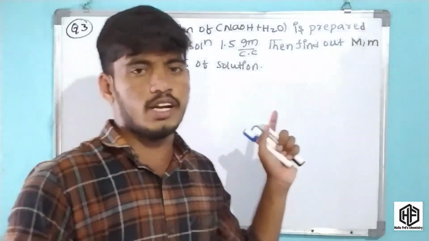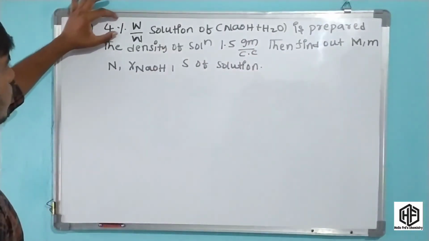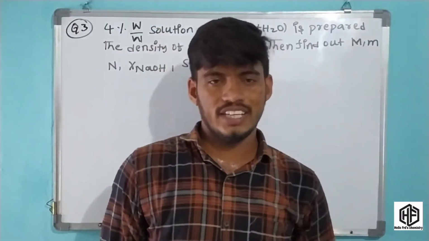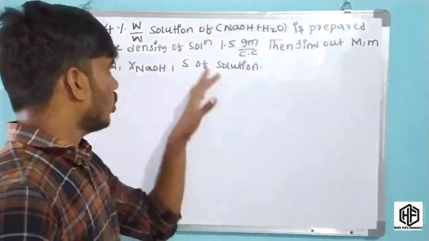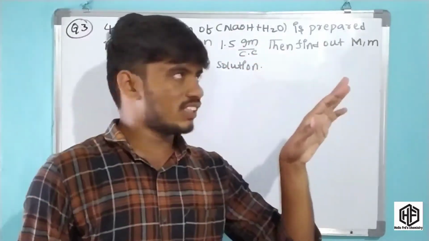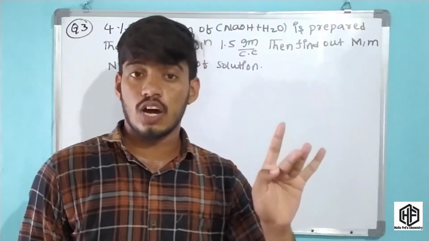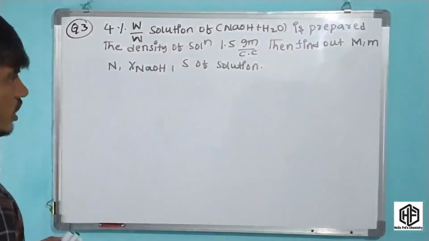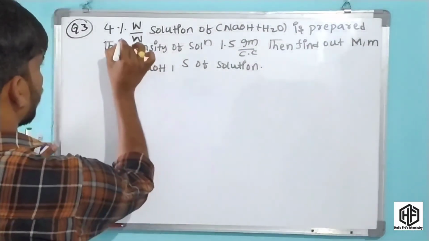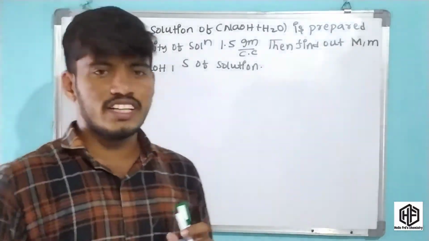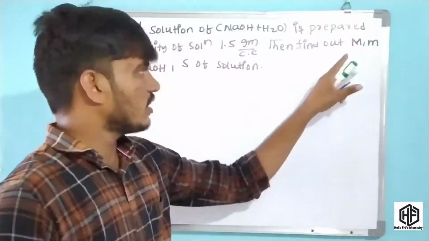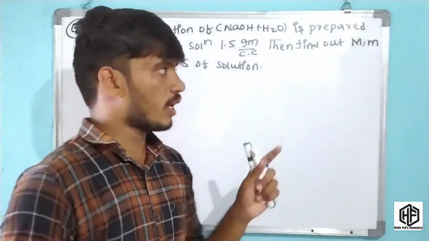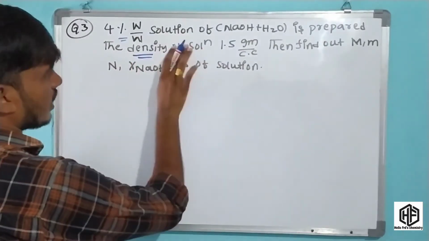Now how to solve this kind of problem. The question is: a 4% weight by weight solution of NaOH plus H2O is prepared. The density of the solution is 1.5 grams per cc. Then find out the molality, normality, mole fraction of NaOH, and strength of the solution. Okay friends, now the 4% weight by weight is a temperature independent term, and molarity, normality and strength are temperature dependent terms, but density is the interconversion term.